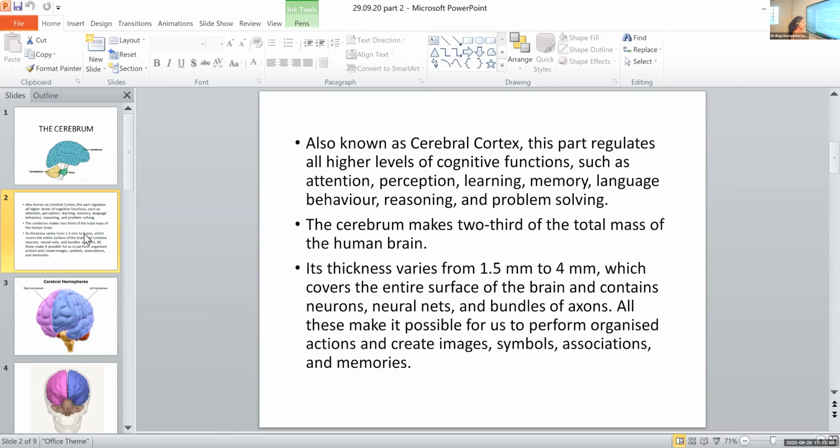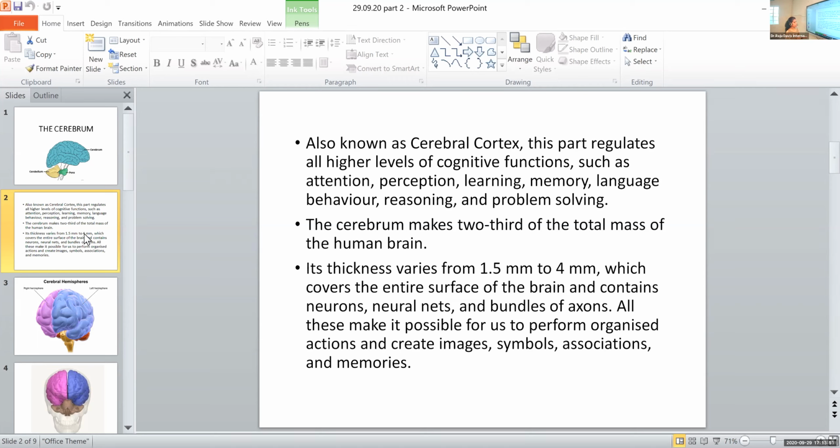Then learning, how you keep on learning new things with new experiences in life. Then memory, how you store information and how you can recall it. Then language behavior, how you communicate, whichever languages you can use. Then reasoning. Reasoning is deciding based on critical thinking and logic, how you decide what is logical and what is illogical. You give reasons, you find causes. Then we have problem solving, which goes along with reasoning. You try to find different solutions for different problems that you encounter.